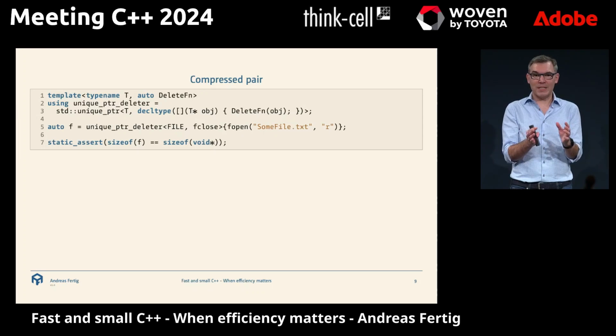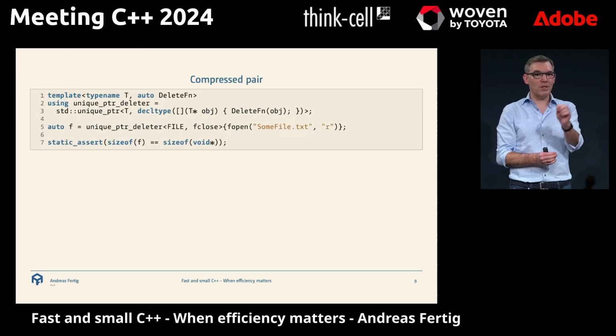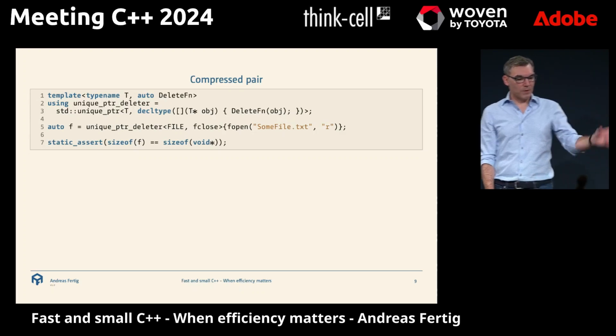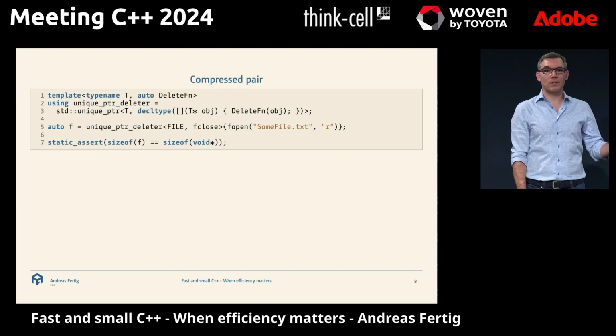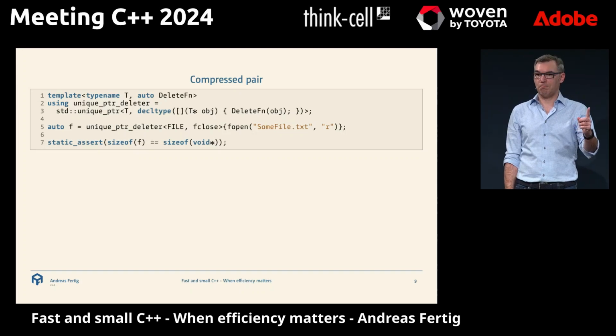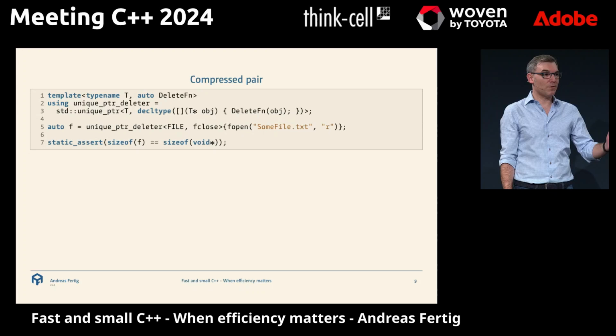So the lambda itself, if you query it, has the size of 1, but technically it has the size of 0. But it knows with its call operator which function to call, and that one is known at, how you want to phrase it, let's say link time. So the size of my unique pointer deleter here is equivalent to the size of a single pointer. So I just saved storage space.